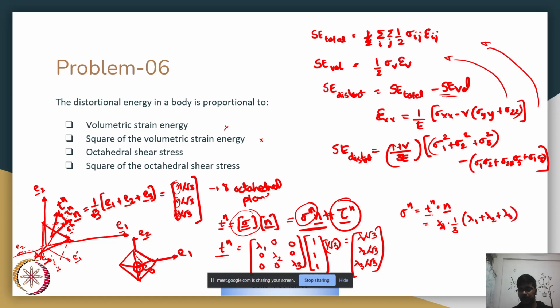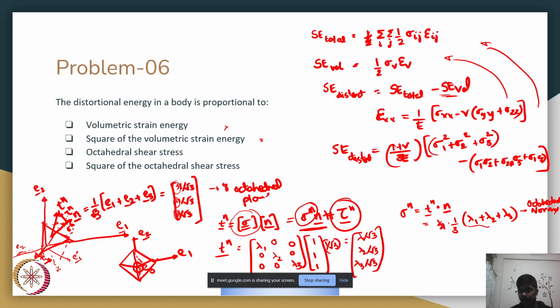You can do a dot product here: this vector dot this vector, 1 by root 3, 1 by root 3, 1 by root 3. The first term would be lambda 1 by root 3 into 1 by root 3, which is lambda 1 by 3, plus the second term, lambda 2 by 3, and the third term, similarly, lambda 3 by 3. So this gives us our normal component. This would be our octahedral normal component.